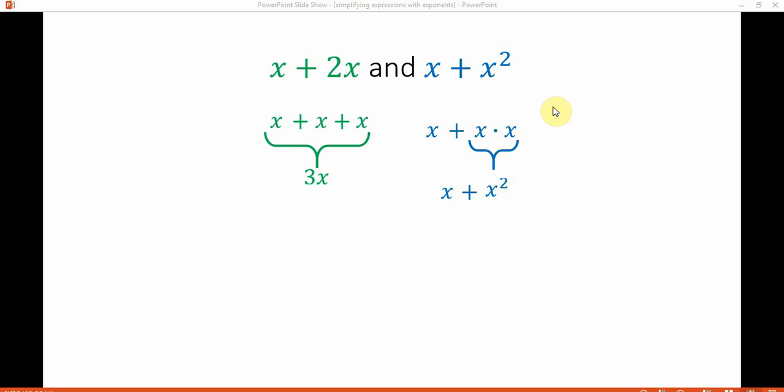And that should make sense because what we said initially was that we cannot add terms unless their variables and exponents are the same. Here their exponents are not the same. This is why we cannot add them. X plus x times x is not the same as x plus x plus x.